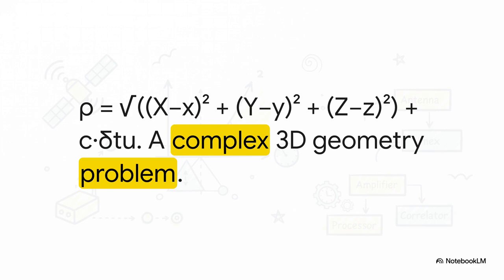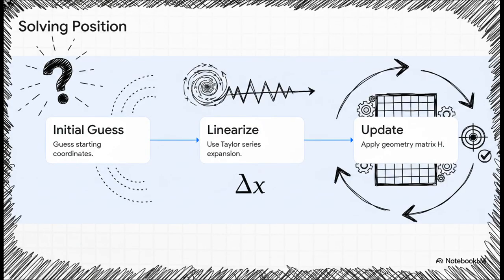Because of all the square roots and the squared terms, you can't just solve this algebraically in one easy step. It's a seriously complex geometry problem. So how do we actually solve it? We use something called iterative least squares.